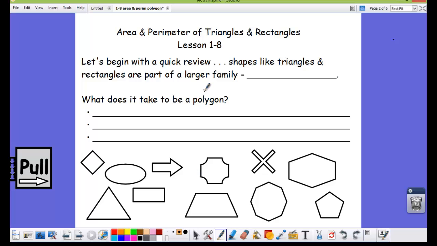And welcome to our last lesson in Chapter 1. Today, as you can see from the title of our lesson, we are going to be looking at the area and perimeter of triangles and rectangles. We also are going to talk a little bit about circles, so that should be up there as well.